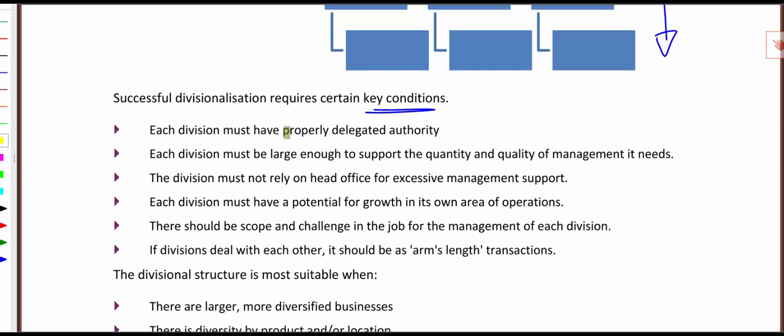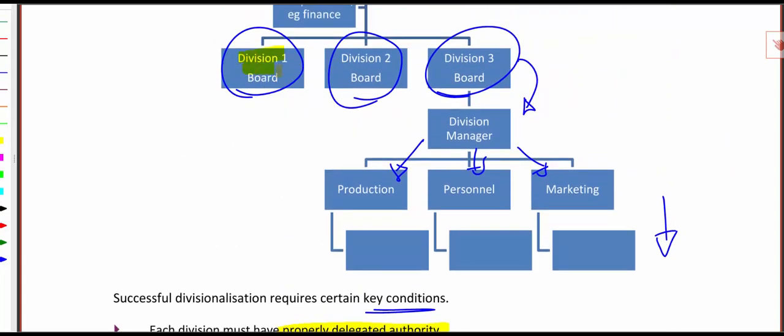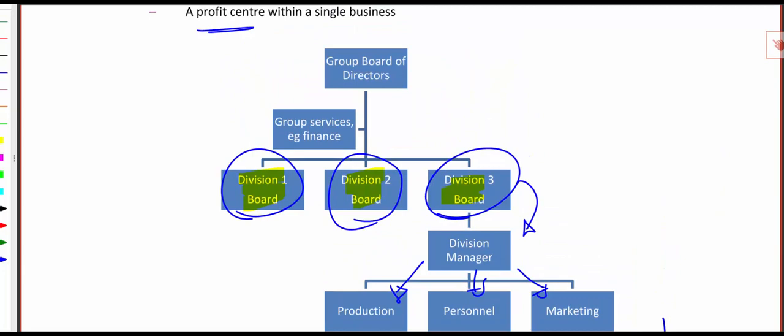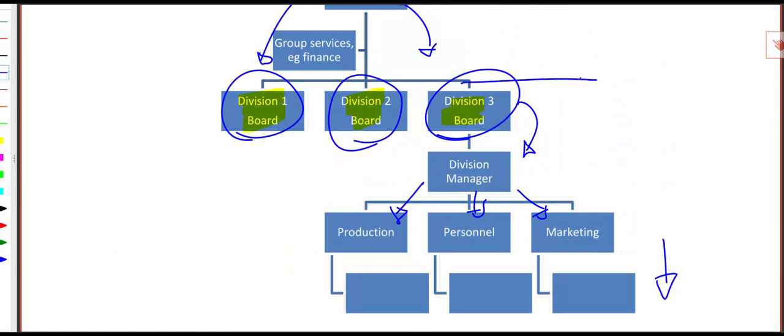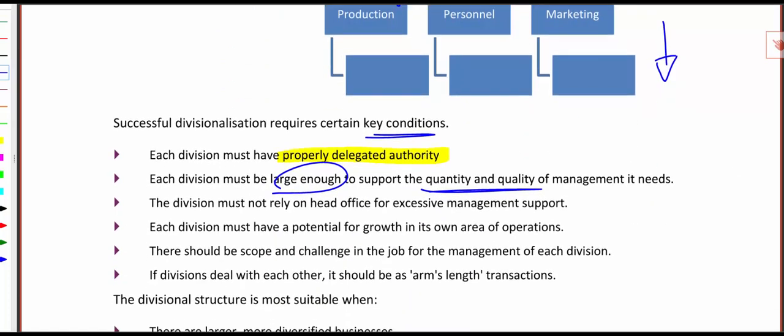What have we got? So firstly, it really relies on authority being delegated. There's no point having these 3 divisional boards if everything is micromanaged from the group board. Each division must be large enough to support the quantity and quality of management it needs. So for example, if Mars also had a 4th division that was something like, I don't know, a greetings card arm, and they sold, you know, 100 greeting cards a year, well, that probably wouldn't need its own board and its own division, so it would be tucked in somewhere else.